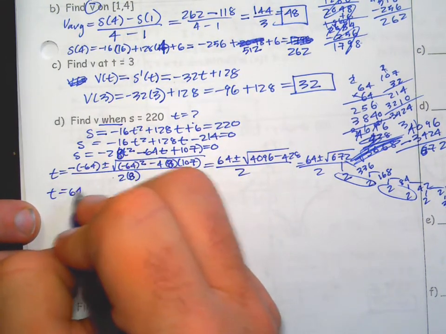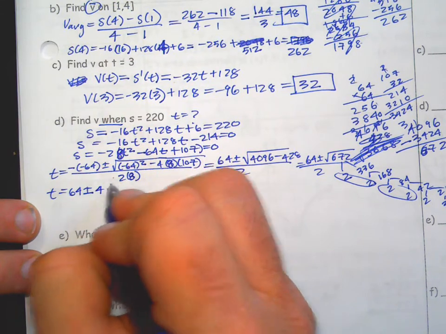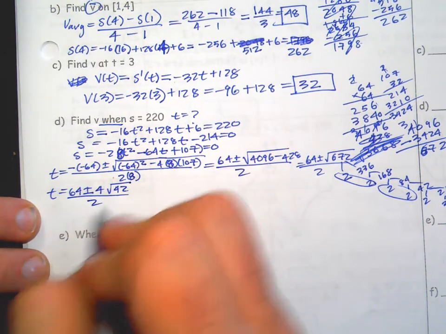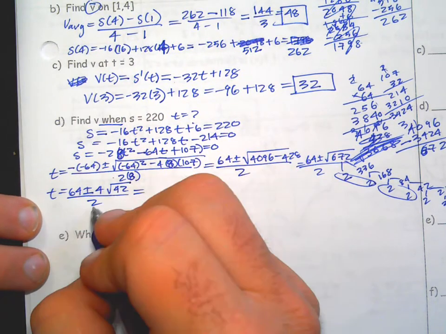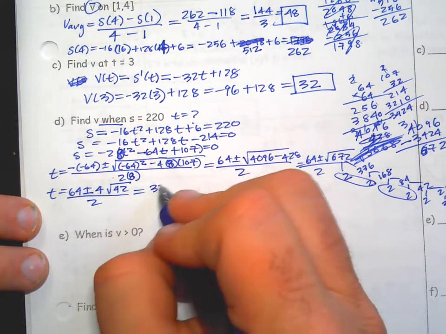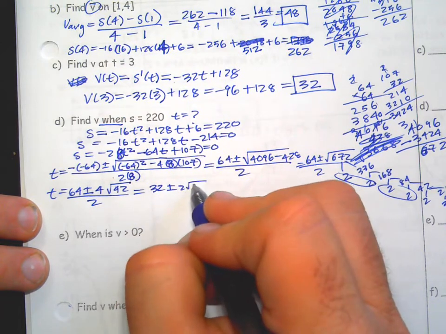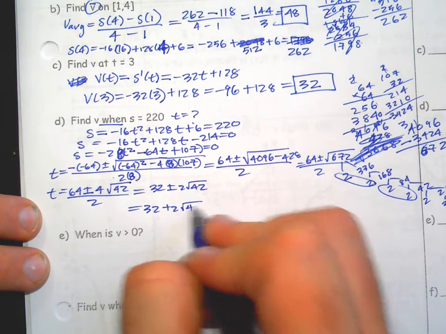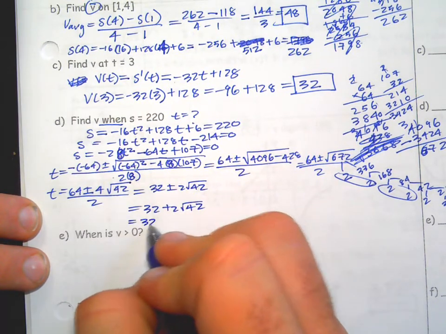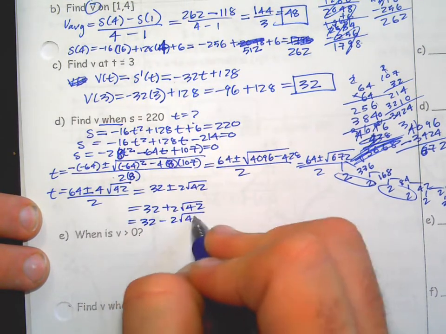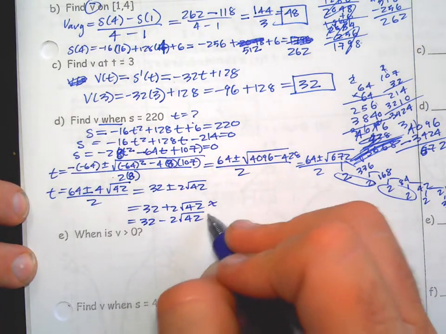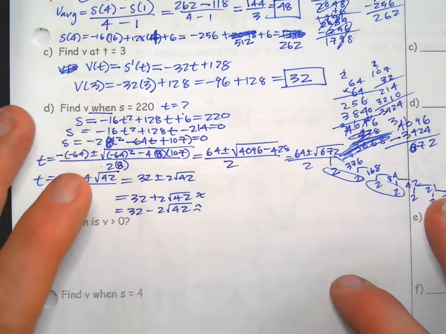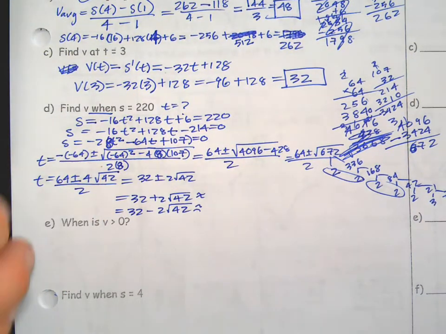64 plus or minus 4 square root 42 over 2 equals, we can now divide the 2 into both of these. 32 plus or minus 2. So one answer is 32 plus 2 square root 42, and then the other one is 32 minus 2 square root 42. And these are approximately, that's positive. We're usually avoiding negative answers on these problems.